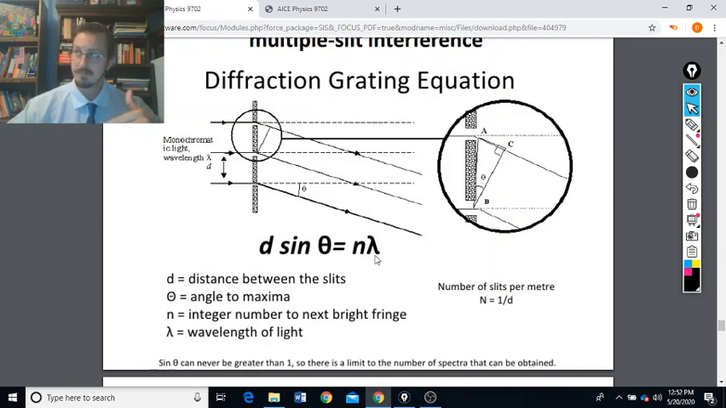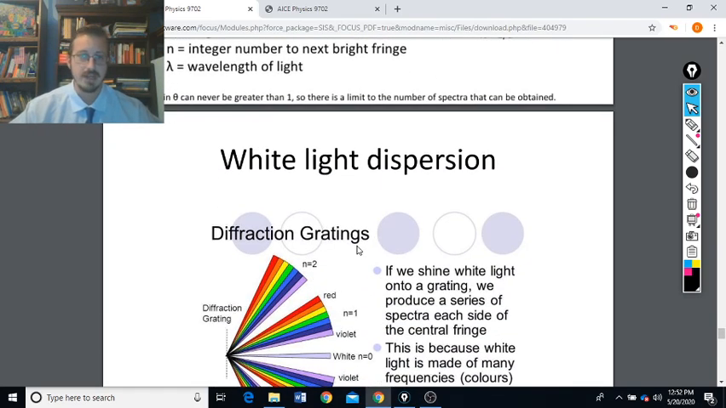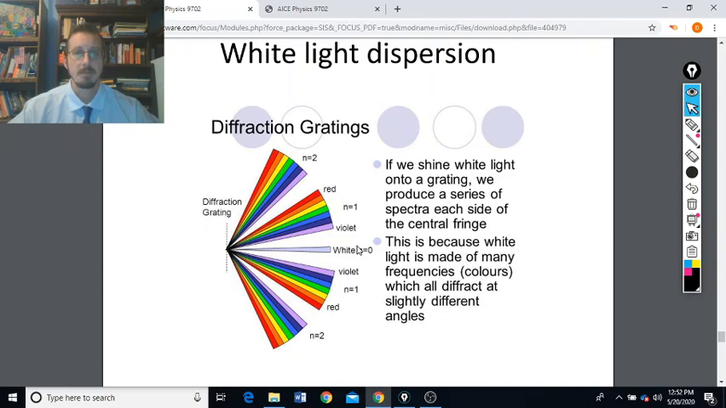So if we're solving, say, how many maxima will be observed, then we're going to maximize sine theta, make it 1 for a given wavelength, for a given diffraction grating with a known distance between the slits. We could solve for how many orders we'll see relative to the 0 order, which is always directly across from the diffraction grating. Take a look at the worked examples that I've done with those.